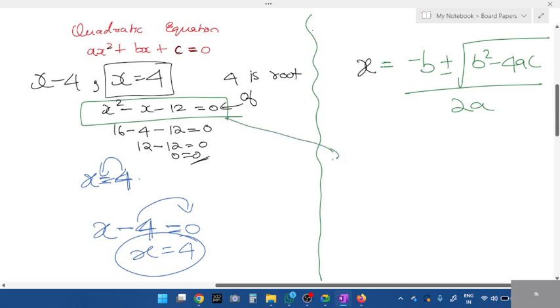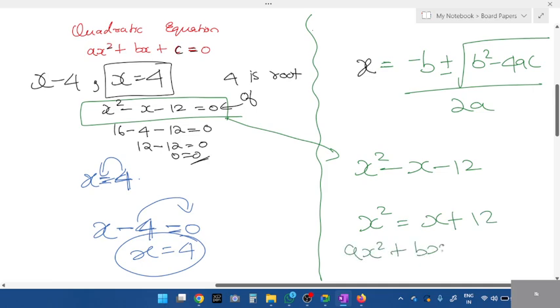Now, take this question: x square minus x minus 12. Sometimes they give x square is equal to x plus 12. You have to arrange this with respect to the basic equation like this.